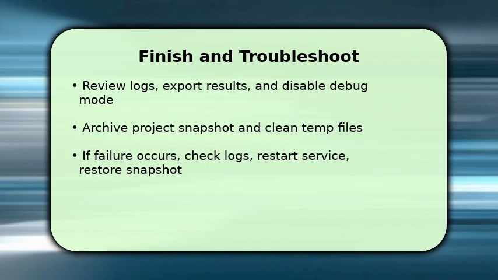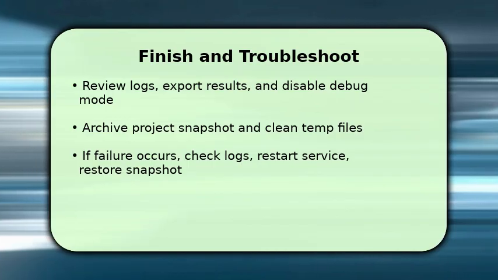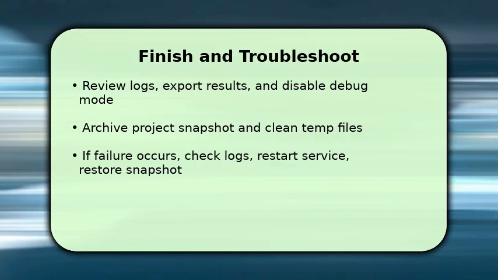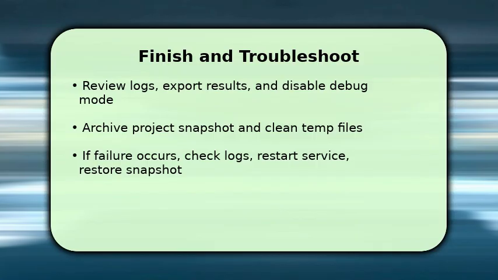If something goes wrong, first scan the error logs for stack traces and timestamps, then restart the Khaleed Roam service to clear transient issues. If errors persist, restore the last known good snapshot and rerun the failing step. This resolves most state-related failures quickly.